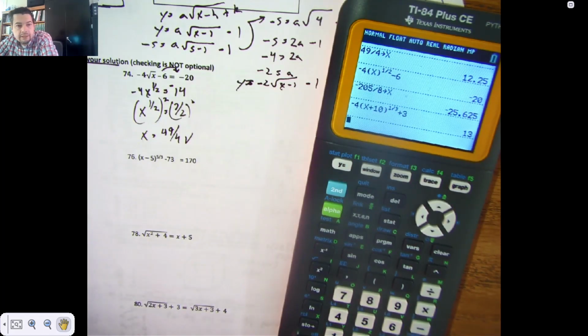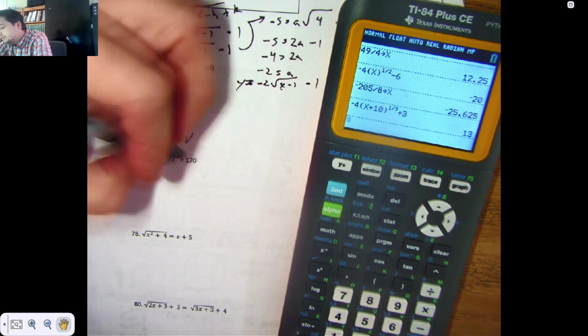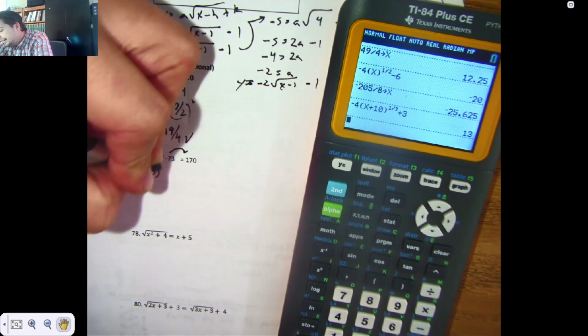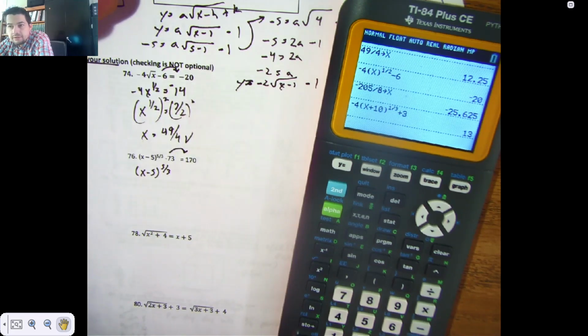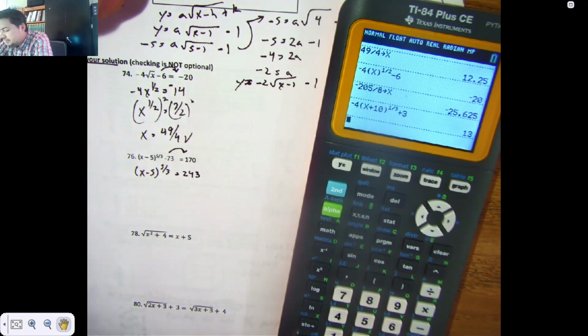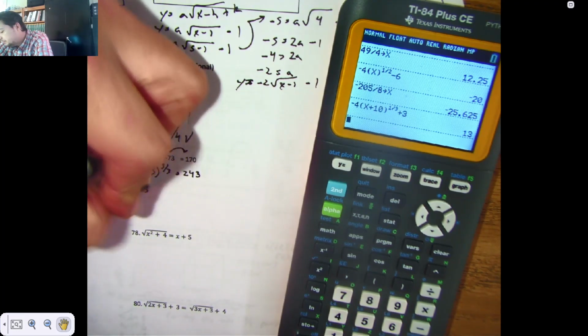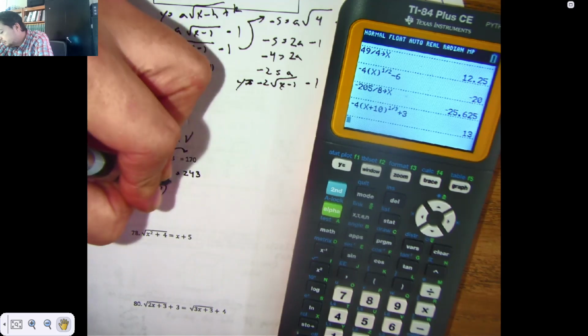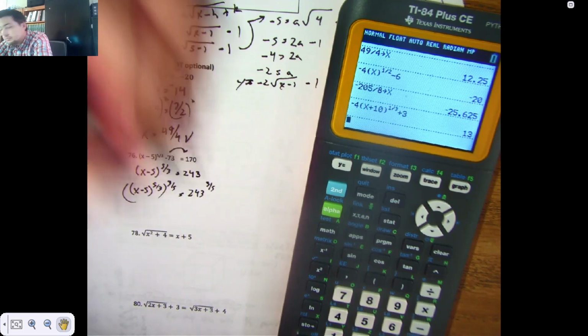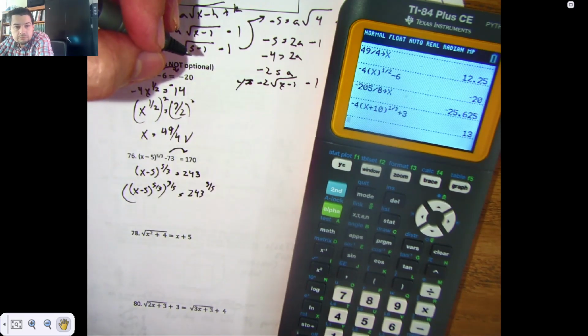76. X minus 5 to the 5/3 minus 73 is 170. So I'm going to add 73 to both sides, and I feel like that gives me 243. Looks like I spent some time making that one. The opposite of the 5/3 power is its reciprocal, which is 3/5. The answer to that should be 27.